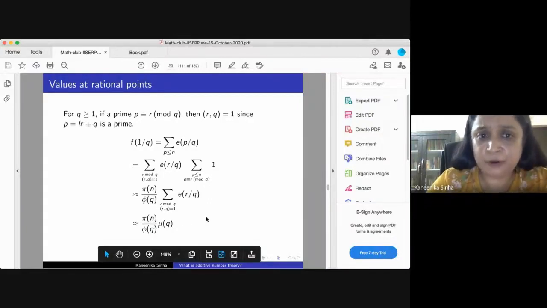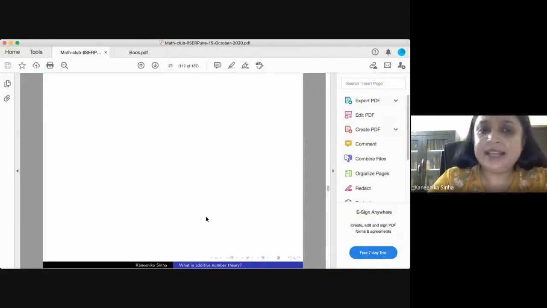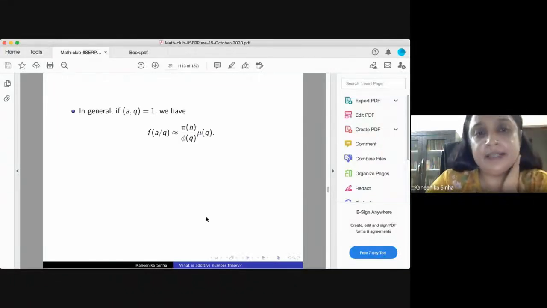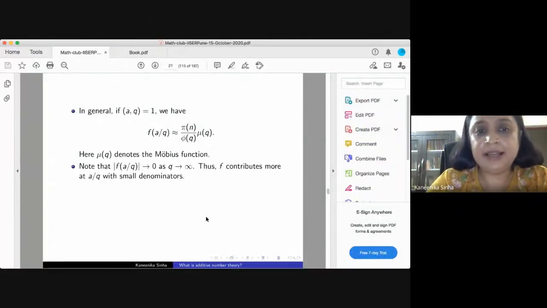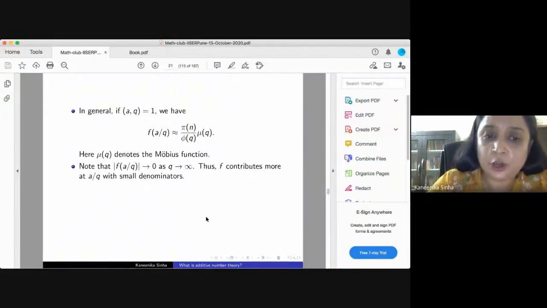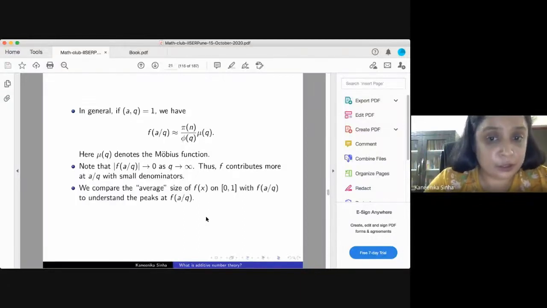The other important point is that I've so far only been focusing on rational numbers with numerator 1, but the same thing can be carried over to any numerator. Since we are going to write a rational number in its lowest form, the GCD of a and q is 1. This is just technical. Notice the value of this function essentially depends on the denominator q. If the denominator q becomes very large, the values of this function become very small. That is why f contributes more at those rational points a by q with small denominators.